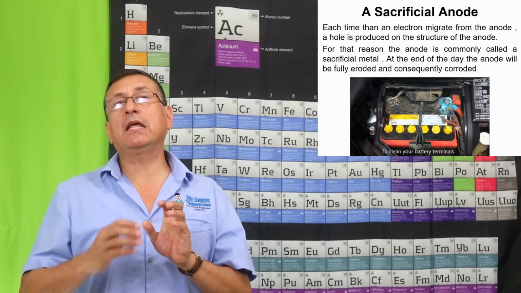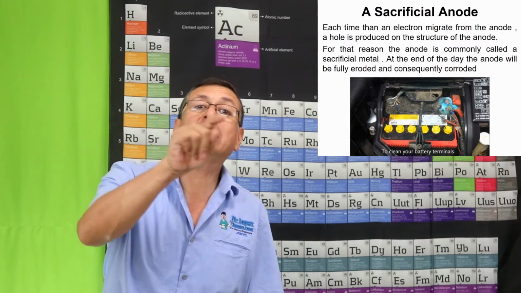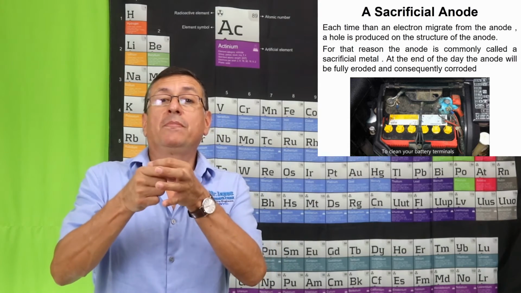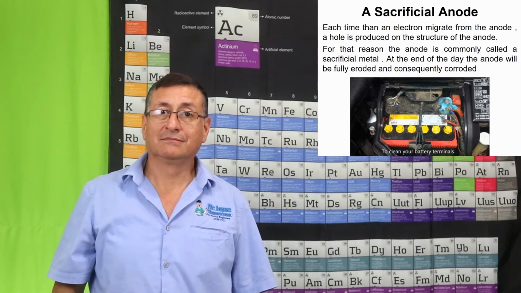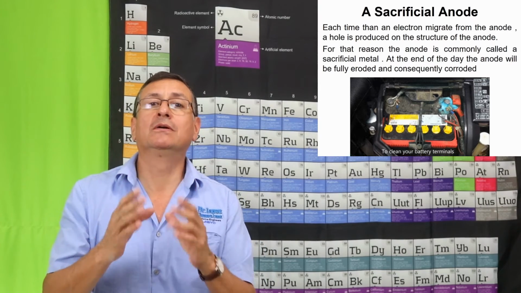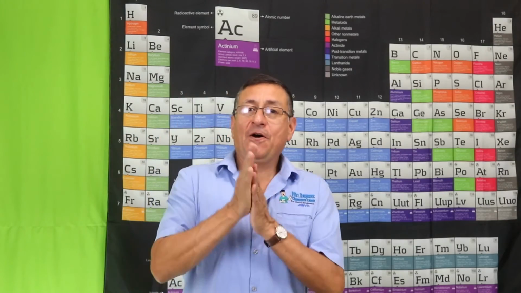And the positive terminal releases a lot of electrons during the day. This is the anode. For that reason, 2 years later, the positive terminal in your battery is eroded. Because this is the sacrificial anode, it releases electrons. We are going to talk later about that. Okay, this is the situation with zinc.